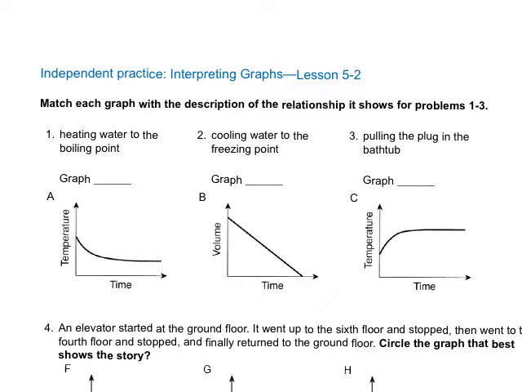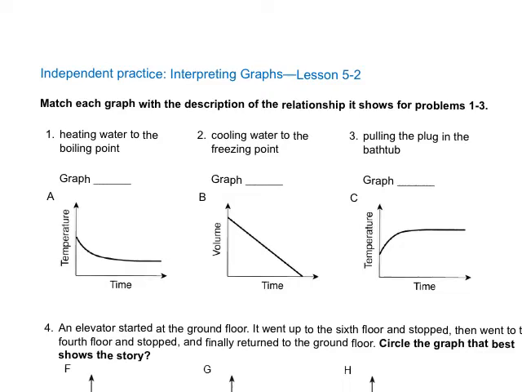All right, so the first three problems are a matching section. So we want to match graphs A, B, and C with the best description. Number 1 says heating water to a boiling point. And I'm looking at these three graph choices and looking at my x and y axes. So my x-axes are all time. I'm looking at heating water to a boiling point, so that could go over time. Temperature, volume, temperature. Well, volume doesn't really make sense for heating water. That is going to be temperature.